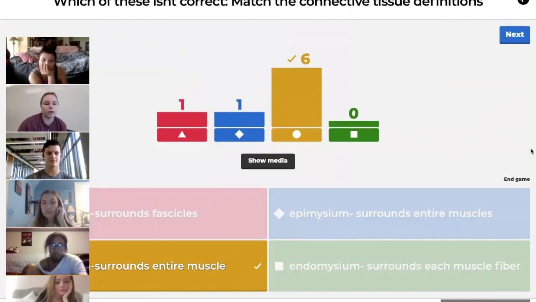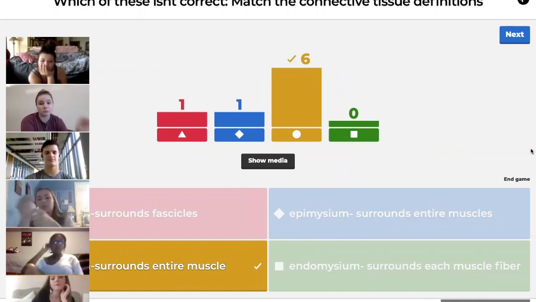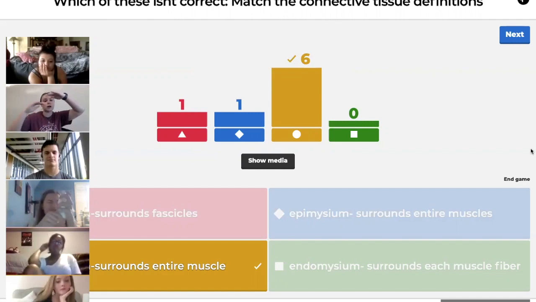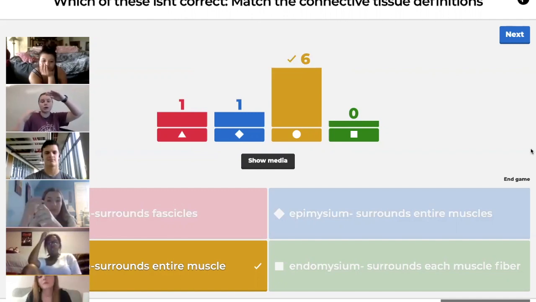Okay, cool. So the perimysium surrounds the entire muscle. That is not true. The epimysium surrounds the entire muscle. And then we go to perimysium, and then we go to endomysium. Okay?